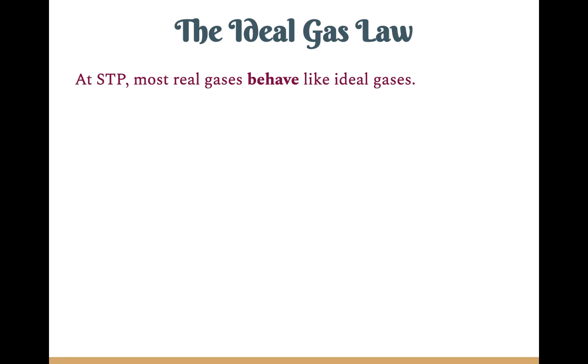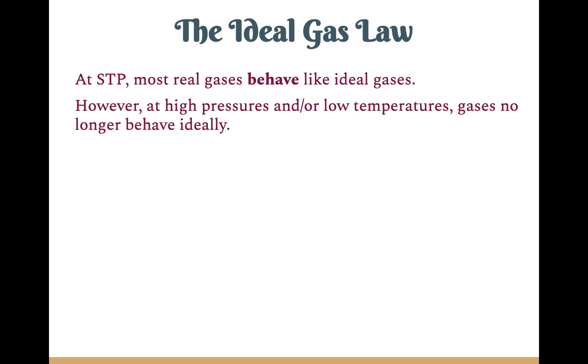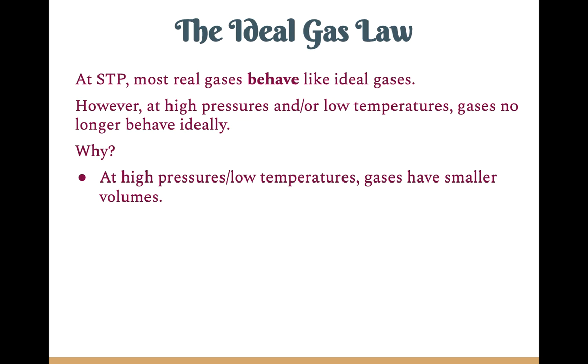But at STP, most real gases behave like an ideal gas. The problem comes when you have high pressures or low temperatures. Then they're not going to behave ideally. So why would that be? So if we think about what happens when a gas is at high pressure. So when a gas is at high pressure, its volume decreases, right? And when a gas is at low temperature, its volume also decreases. So at high pressures or low temperatures, gases have really small volumes.